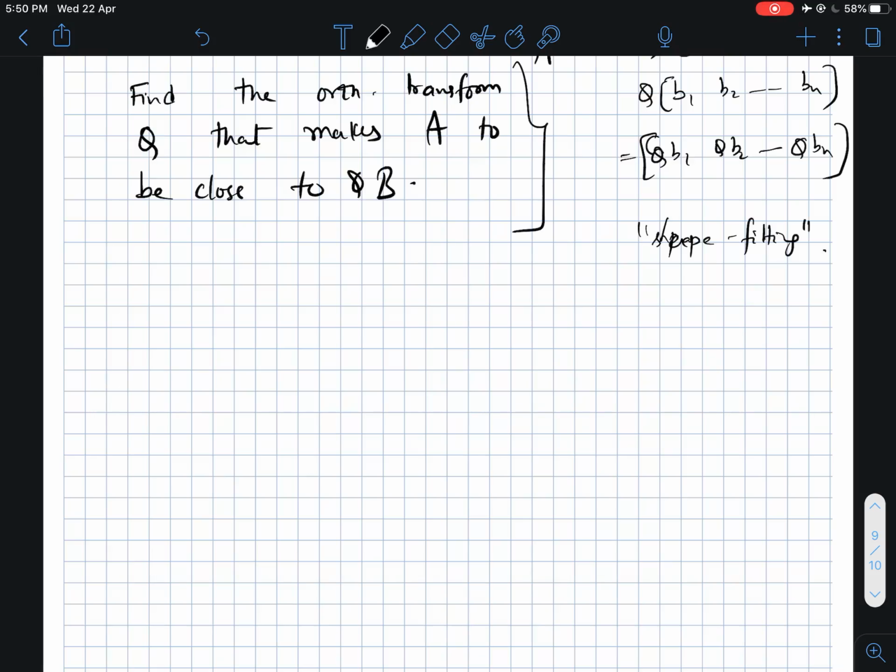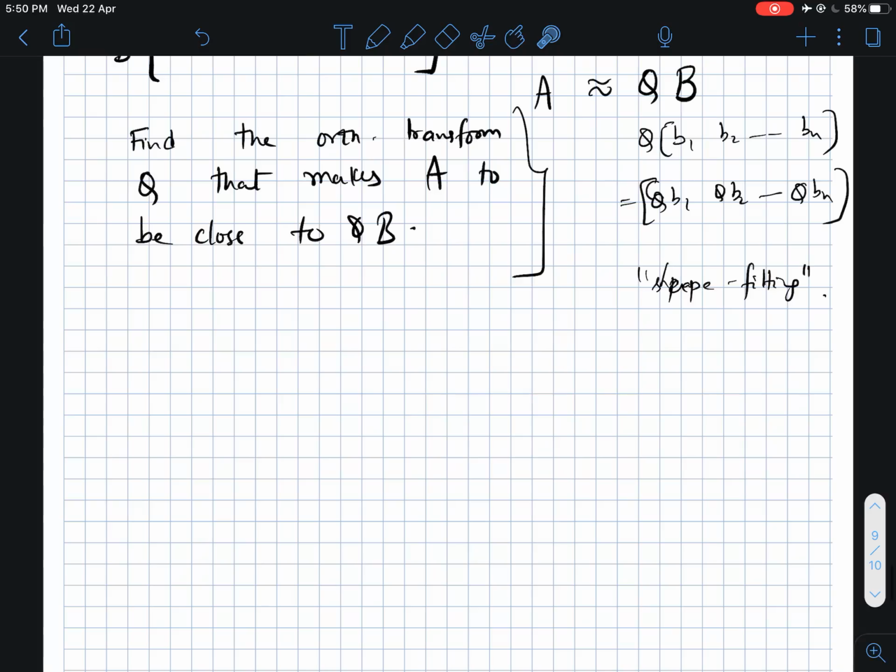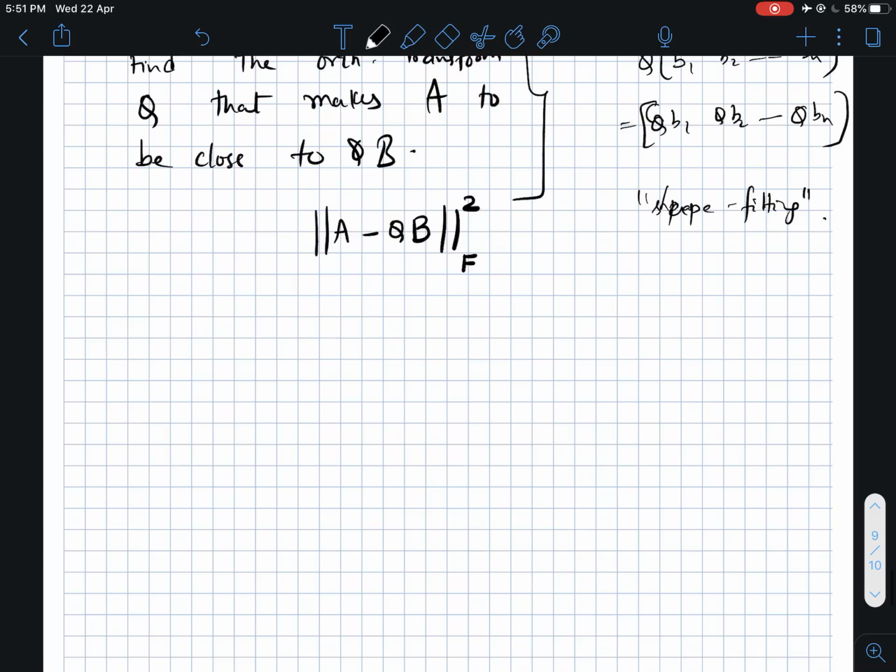So the question is, how do you find Q and how do you even formulate the problem? This gives you the hint on how to go about formulating this. So I want to find Q such that A is close to QB. In other words, I want A minus QB to be a very small matrix. So I have to take a norm of this matrix, because I want A minus QB to be very small, and the easiest norm to analyze is the Frobenius norm.